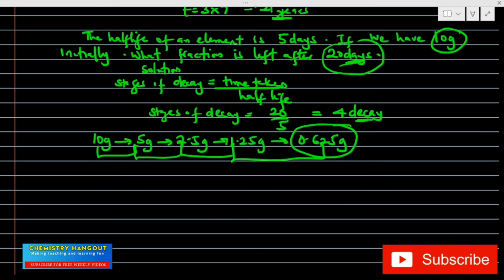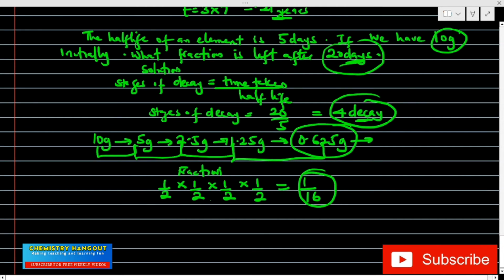But they are not asking for mass, they are asking for what fraction. So if we are solving in fraction, this is how it's going to look. I already know the stages of decay to be 4 decay, so I'm expressing in fraction. The first decay is half, times another half for the second decay, times another half for the third decay, times another half for the fourth decay. So we are going to have 4 halves. 1 times 1 times 1 times 1 is 1 over 2 times 2 is 4, times 2 is 8, times 2 is 16. So 1 over 16. That will be the fraction that will be left after 20 days.